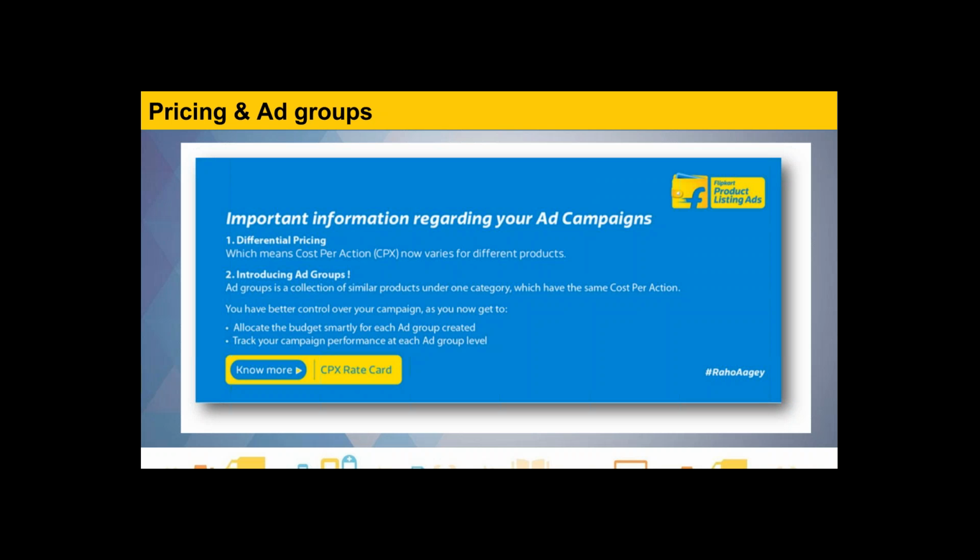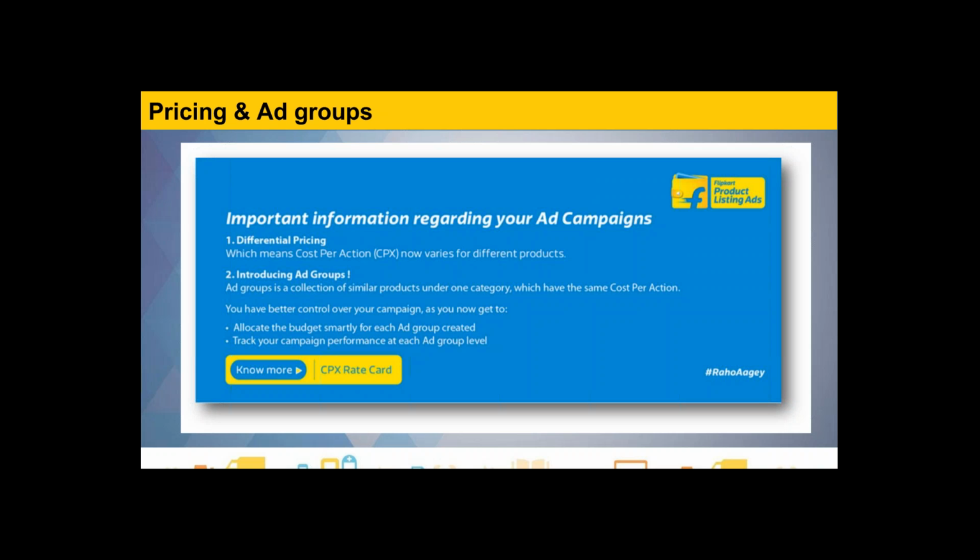As you know, we have recently launched differential pricing and ad groups. Also, the user interface of the advertising dashboard has been revamped. So what is differential pricing? It is simply different CPX for different products. We understand that every product category is unique and has different business fundamentals, such as demand, supply, and margins of each product. Which is why, to give you more control over your campaigns, we launched ad groups.